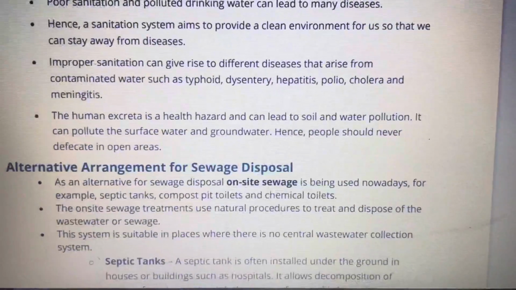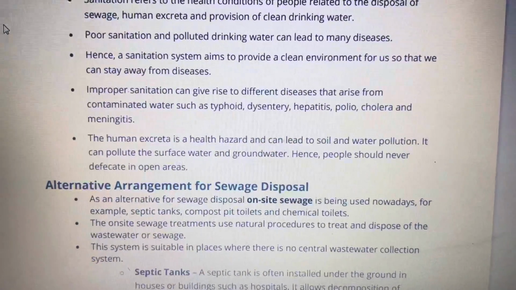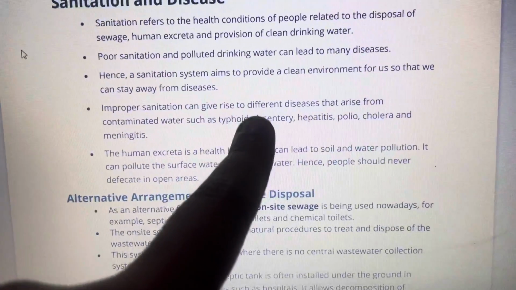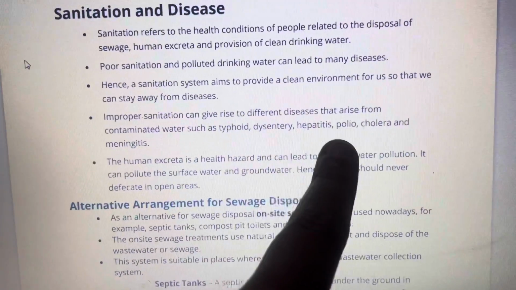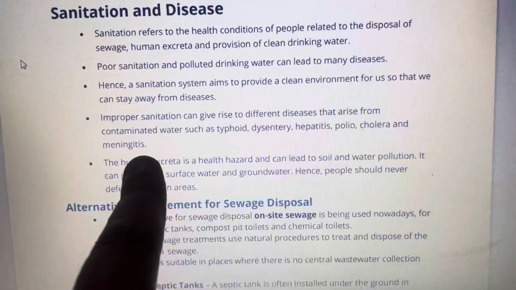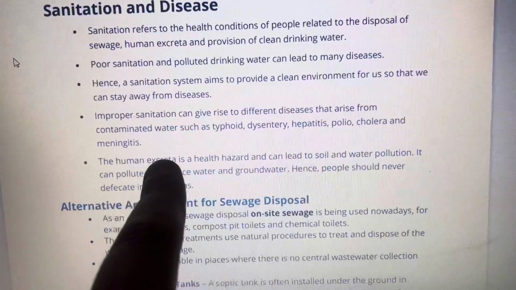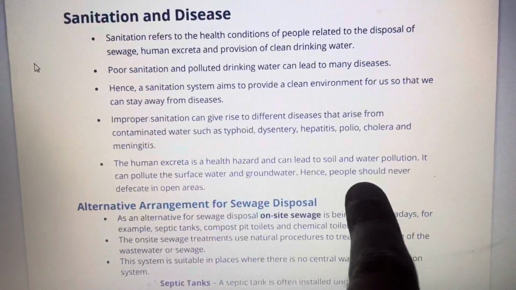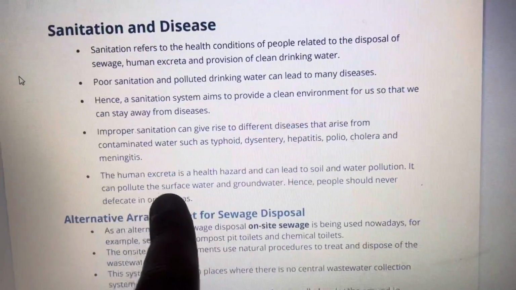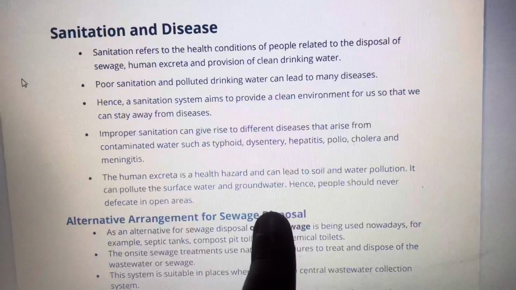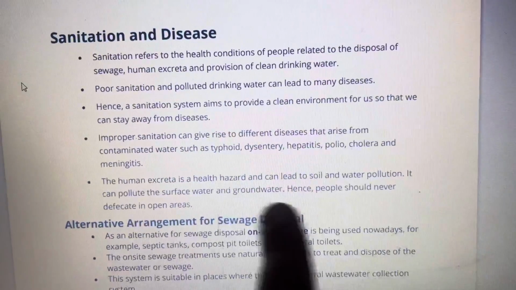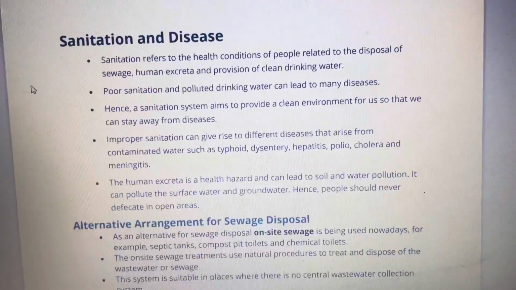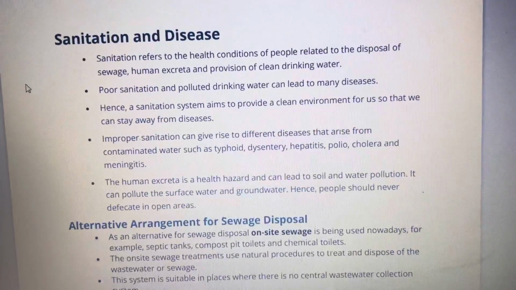Improper sanitation can give rise to different diseases that arise from water. So what are the diseases? Typhoid, dysentery, hepatitis, polio, cholera, and many more. Human excreta or human waste is a health hazard, can lead to soil and water pollution. It can pollute the surface water and groundwater. Hence, people should never defecate in the open area. ठीक है, मतलब open में उनको waste जो है वो नहीं करना चाहिए.